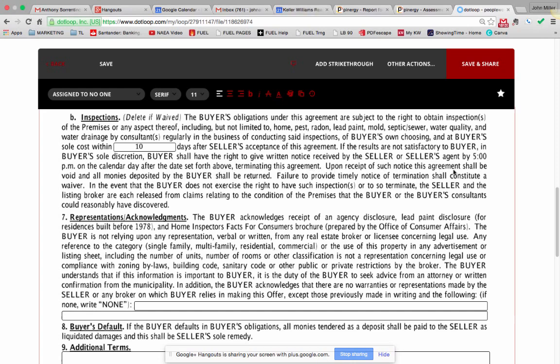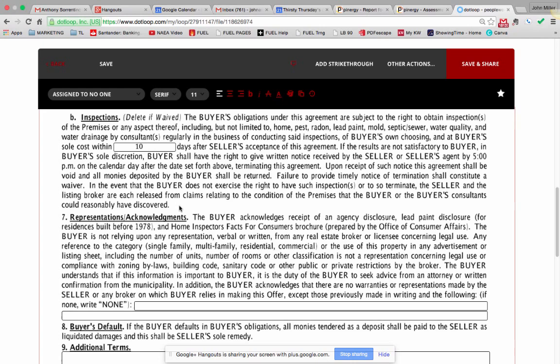Upon receipt of such notice, this agreement shall be void, and all monies deposited by the buyer shall be returned. Failure to provide timely notice of termination shall constitute a waiver. In the event that the buyer does not exercise the right to have such inspections or to so terminate, the seller and the listing broker are each released from claims related to the condition of the premises that the buyers or the buyer's consultants could reasonably have discovered. So if this isn't done by this date, they're waiving their rights to the inspection, and they're waiving their right to get their deposit back because they're not happy with their inspection result.